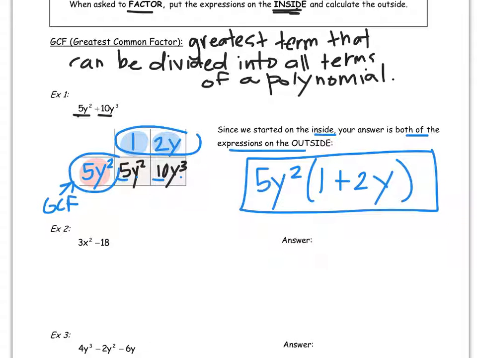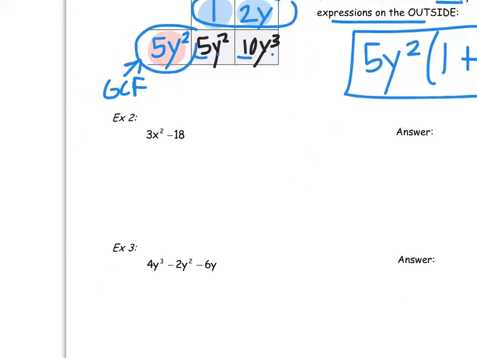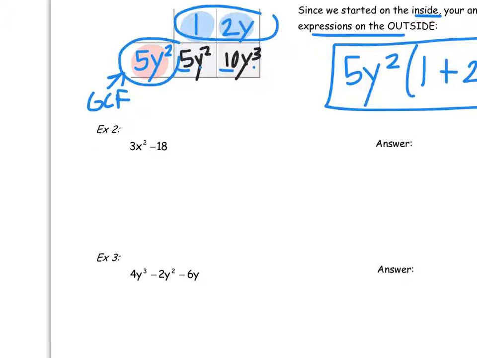Alright, let's try this again. Now we have 3x squared minus 18. So I have two terms, 3x squared and a minus 18. So I'm going to put those inside of this box like this.